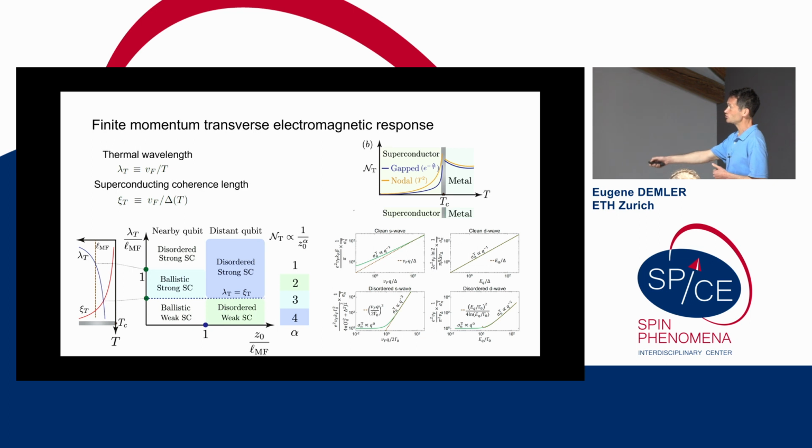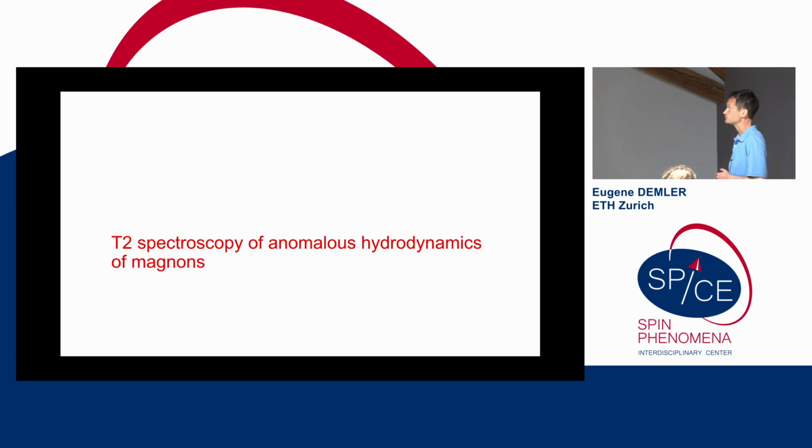And as we change parameters, including temperature, we will have different regimes which are characterized by different scaling of noise with distance. And so I think this will allow a fairly accurate analysis of the nature of the superconducting order parameter.